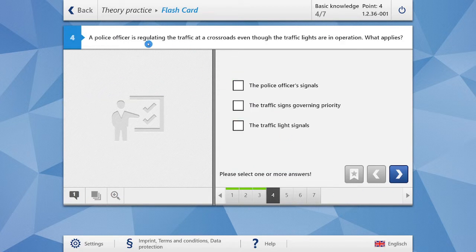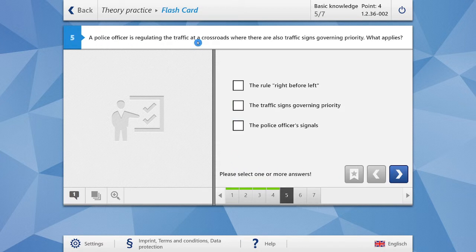A police officer is regulating the traffic at a crossroads even though the traffic lights are in operation. What applies? The police officer signal, right? We have seen the priority pyramid that the police officer signal stands above the traffic signs or the traffic light. That should be our answer.